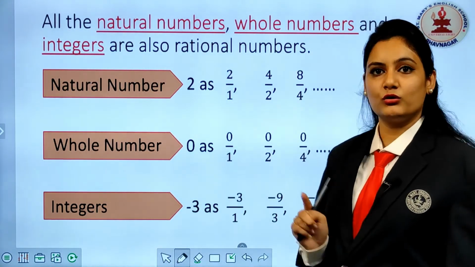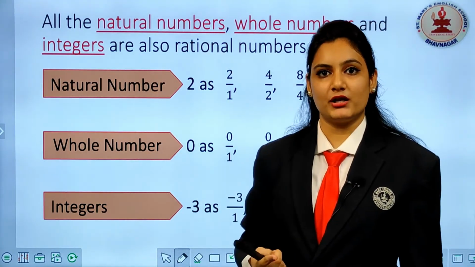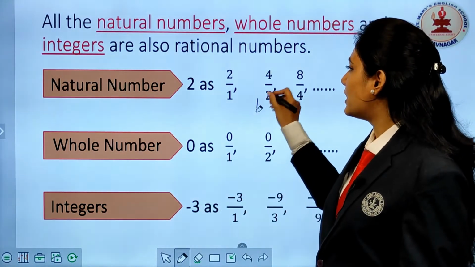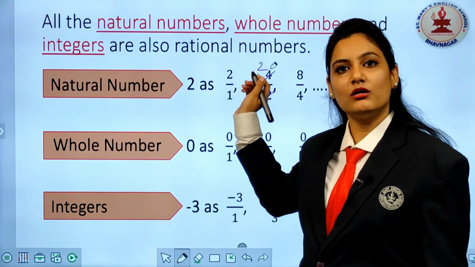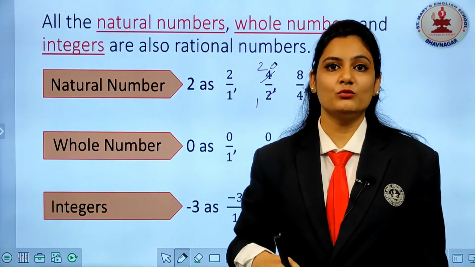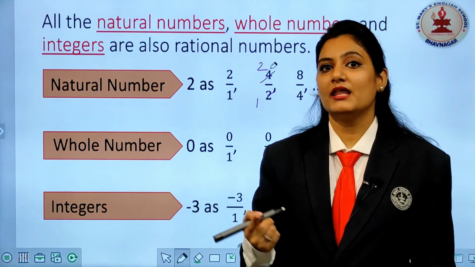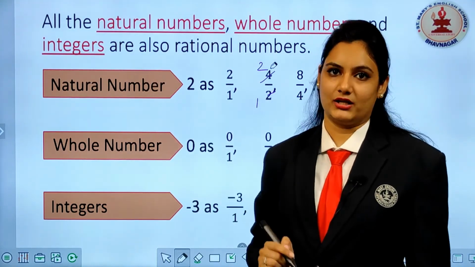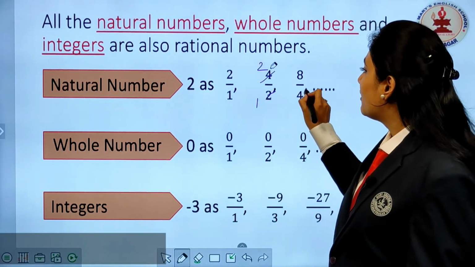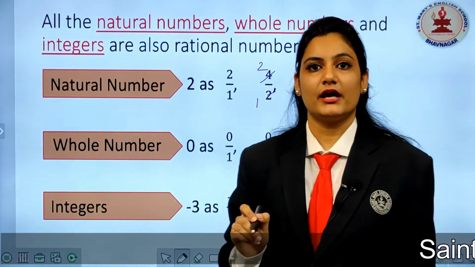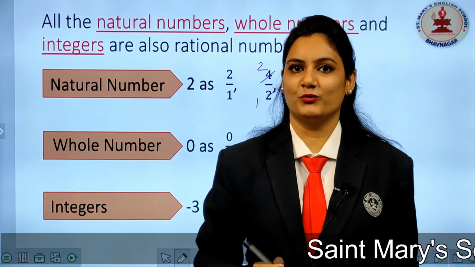Now 4 upon 2. If you go for simplification, what will you get? 2 ones are 2, 2 twos are 4. So 4 upon 2 is a rational number. But if we simplify, then it is converted into a natural number. In the same way, 8 upon 4, if I simplify, the answer will be 2.